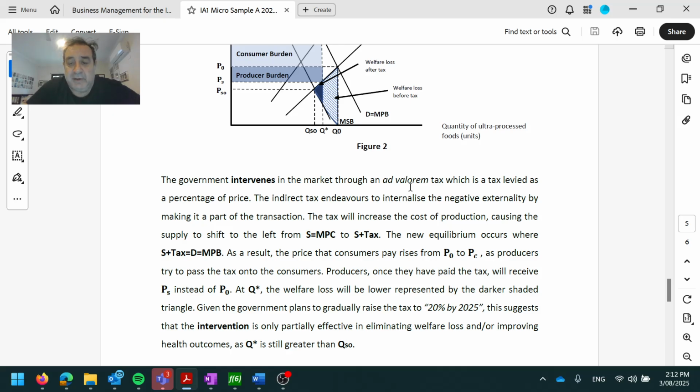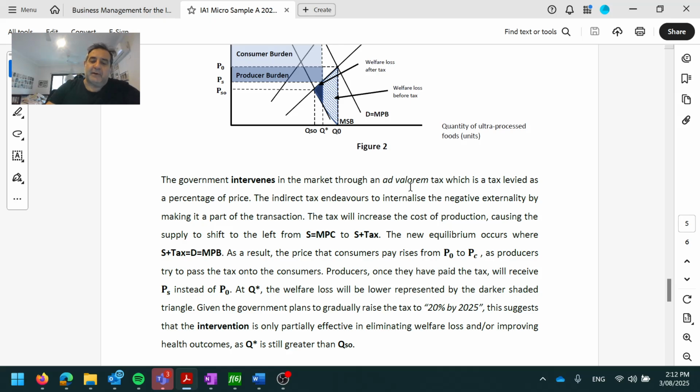Okay, so I can clearly see that the consumer is going to be worse off. At the same time, producers will try to pass on the tax to the consumers. But also, once the producer has to pay the tax to the government, they actually end up receiving a lot less than what they did prior to the tax. Then at Q star, the welfare loss will be lower, represented by the darker shaded triangle.